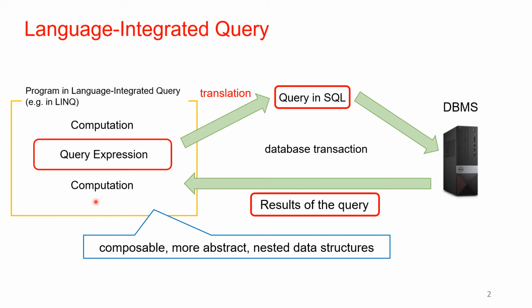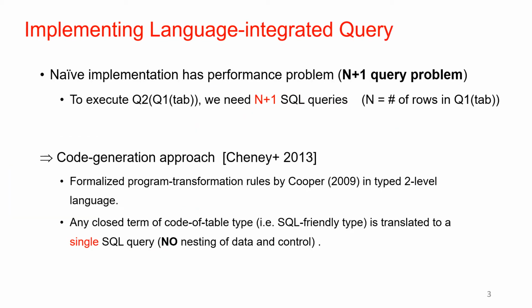Language integrated query solves the impedance mismatch problem, but we can also make use of high-level features of programming languages such as composability, abstraction, and arbitrary nesting of data structures. Implementation of language integrated query is non-trivial because of nested queries. To execute this nested query, we need to execute n+1 queries, which usually takes a huge amount of time.